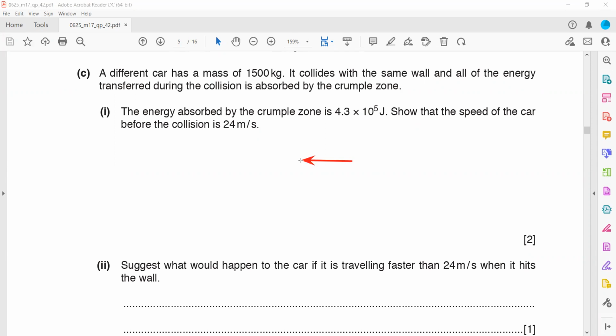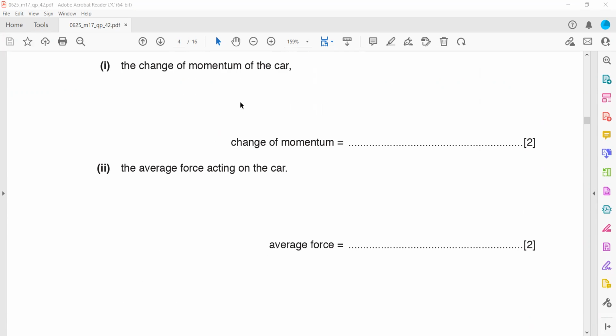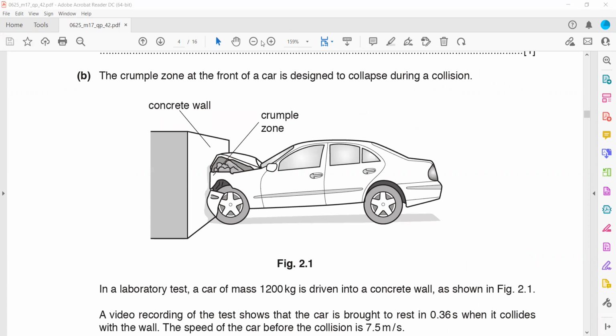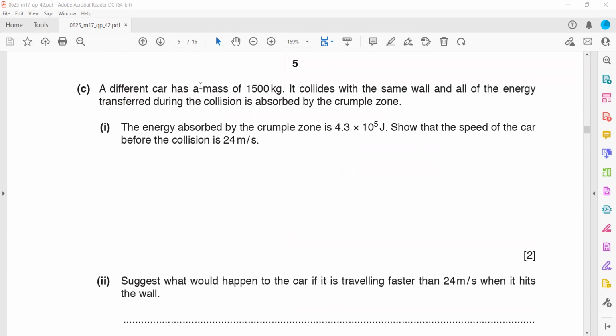So basically what happened, as the car was moving, it had kinetic energy. If we assume there is no loss of energy, all the kinetic energy is converted into elastic strain energy. So we can write kinetic energy equals elastic strain energy. Elastic strain energy is 4.3 × 10^5, and kinetic energy is half mv squared, or 0.5 mv squared.